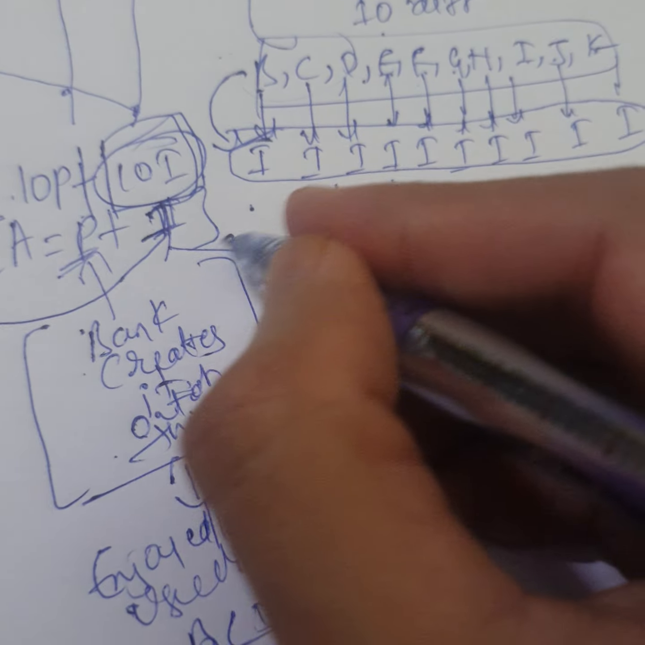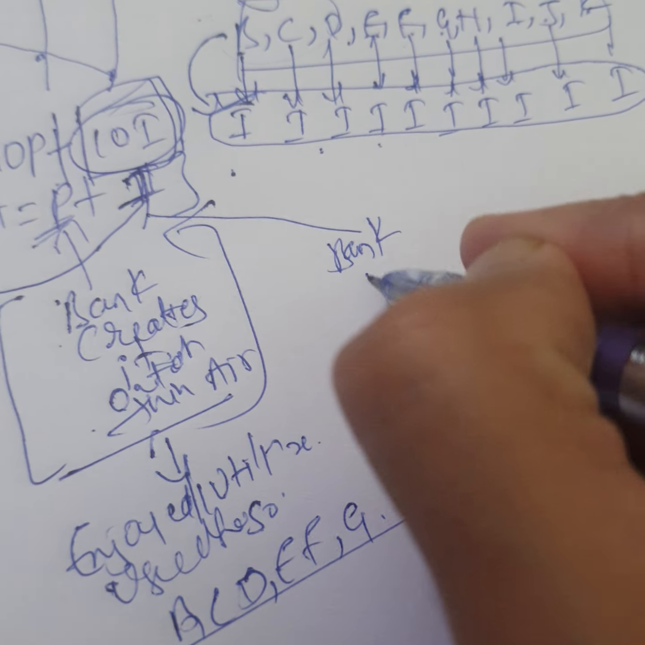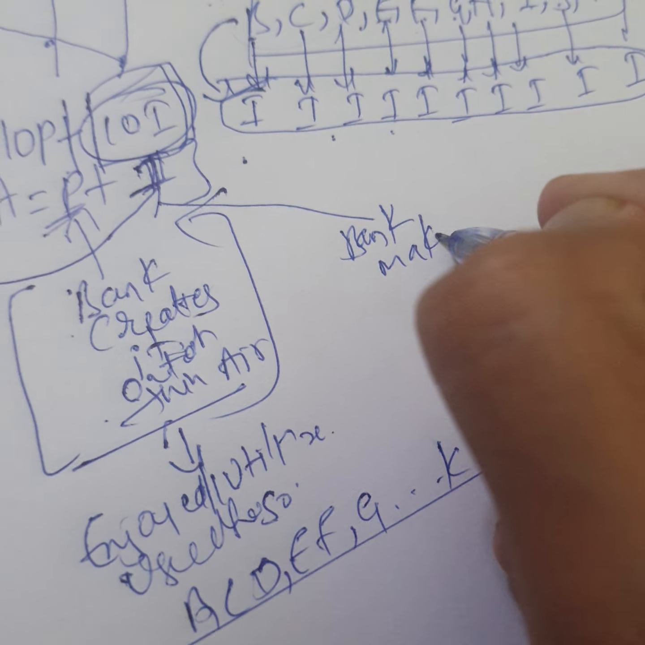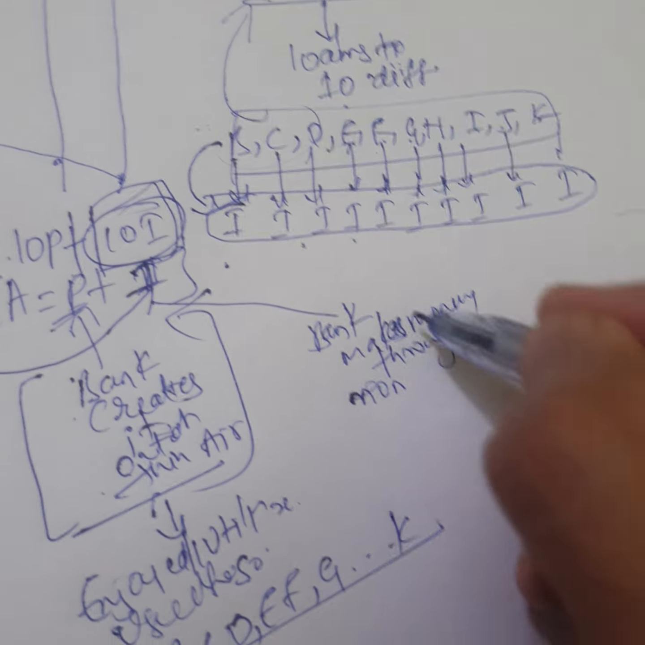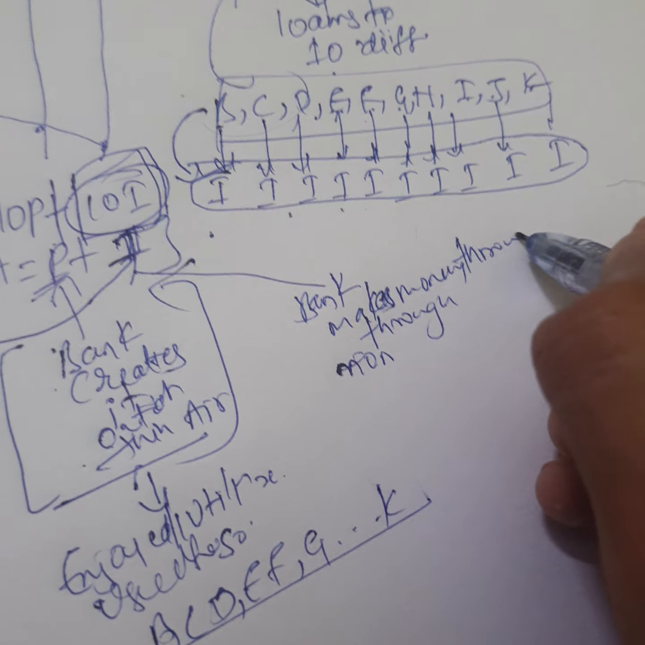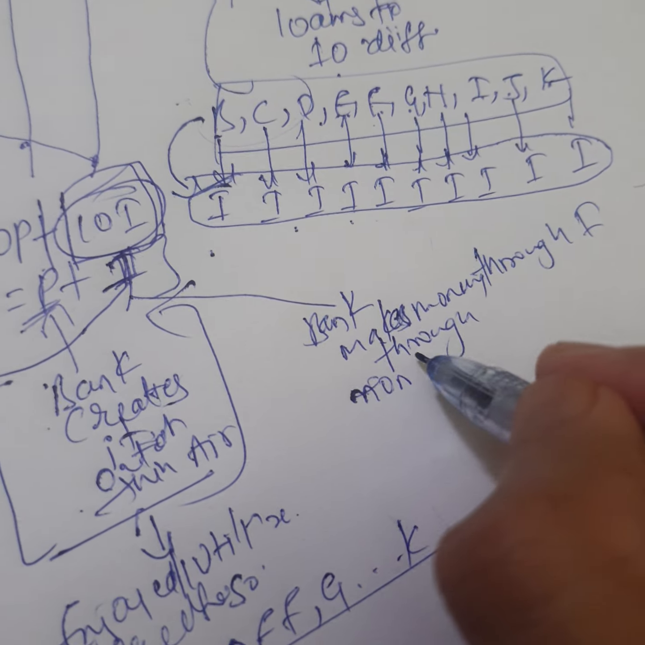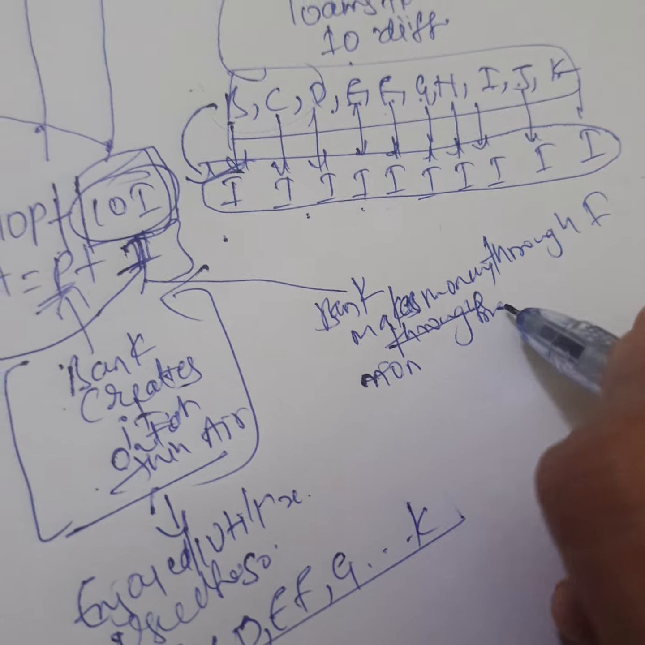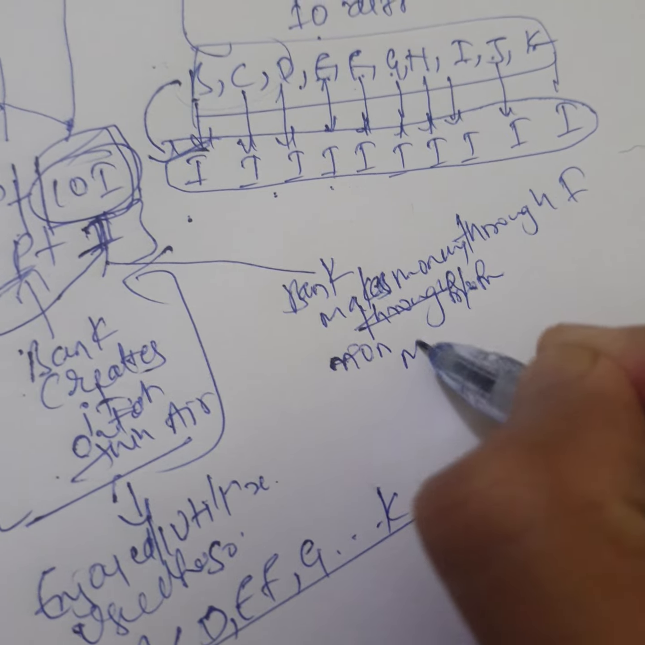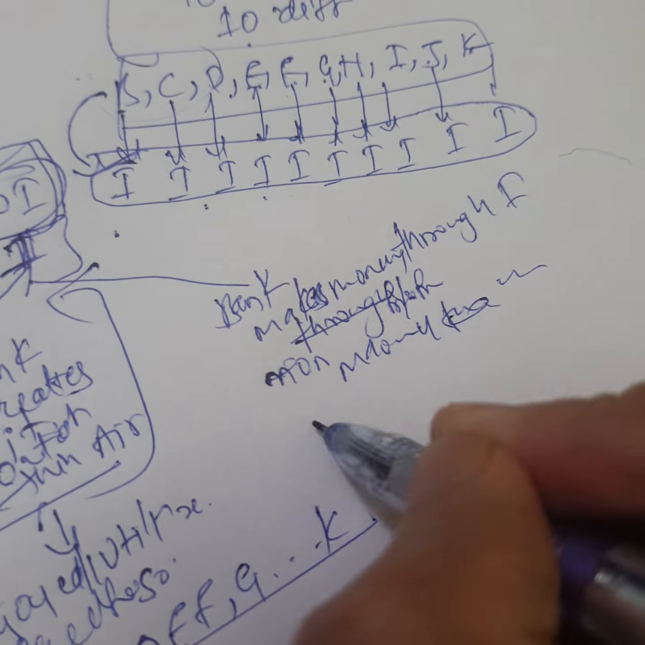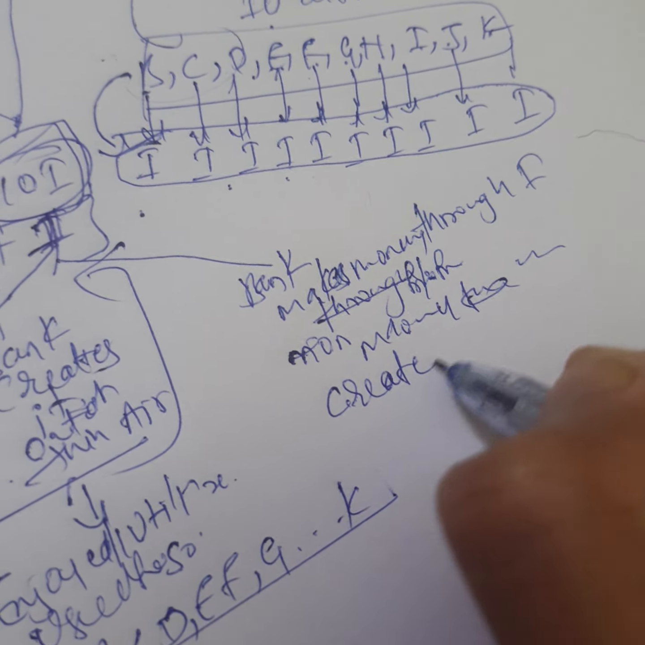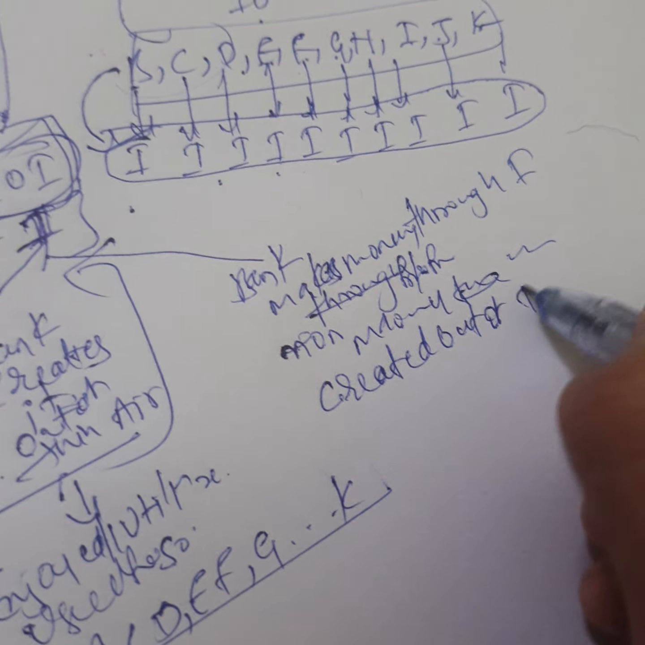This I is how the bank makes money. The bank makes the money through interest, through I, from the money which is created out of thin air.